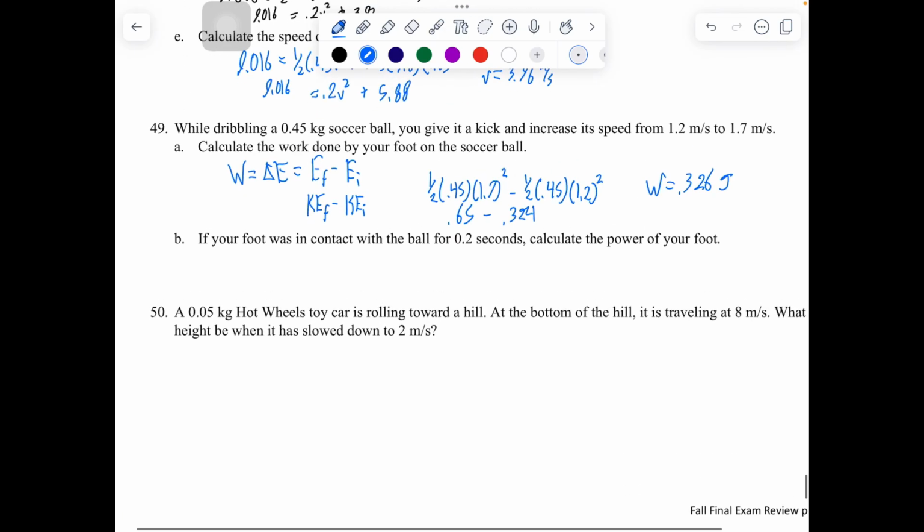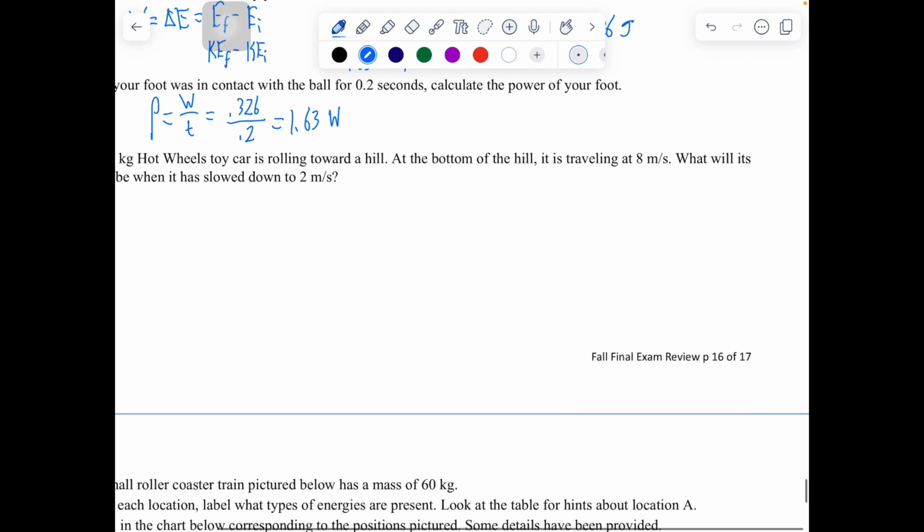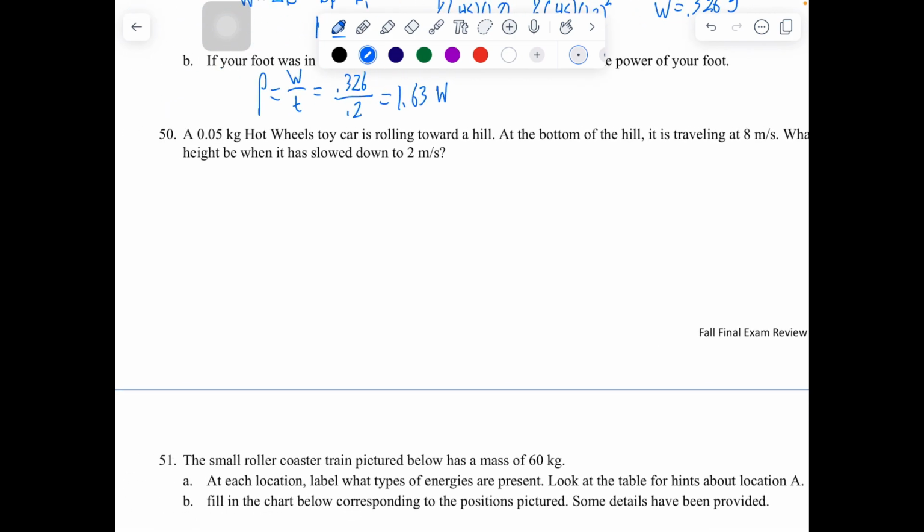Power of your foot. Power is work over time. The work was 0.326. Time is 0.2. Power is 1.63 watts. Hot Wheels car rolling towards a hill. Bottom of the hill, it is traveling 8. What will its height be when it is slowed down to 2?